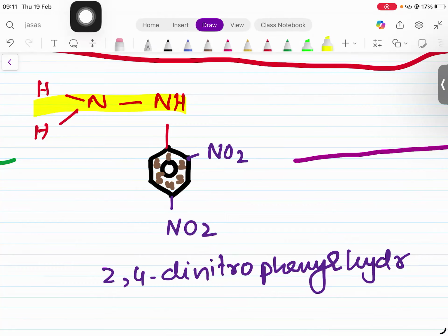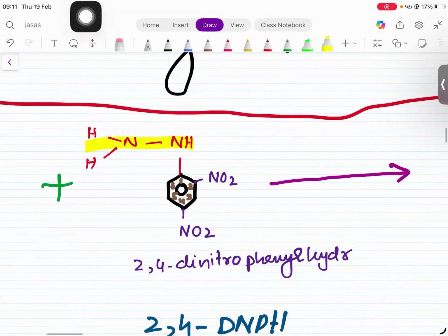Sorry, hydrazine, not amine, my apologies. Hydrazine. So NH2 is amine, but NH2NH is hydrazine. So what is the name? 2,4-dinitro. This ring is phenyl, hydrazine. But as I said, you are not supposed to learn the structure; they will give you.